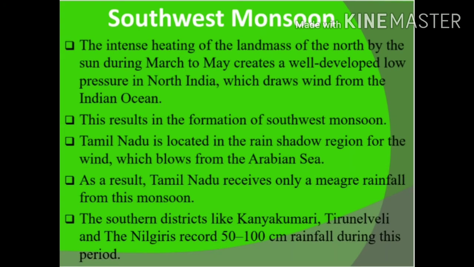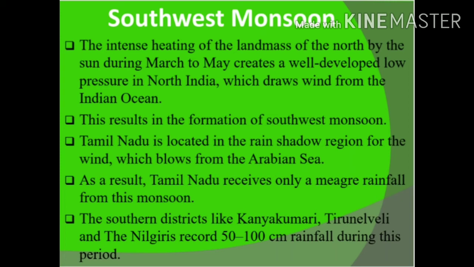The third one is the southwest monsoon. The intense heating of the landmass of the north by the sun during March to May creates a well-developed low pressure in North India, which draws wind from the Indian Ocean.